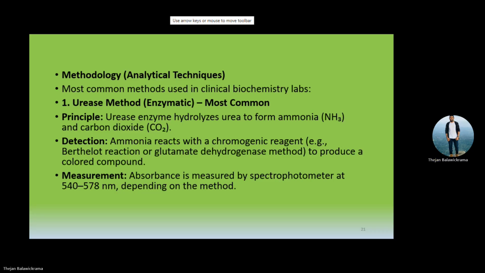So then the spectrometer is used. Nanometer value 540 to 578, right? It depends on the method. So I'm talking about the urease method that we are using here. Right?